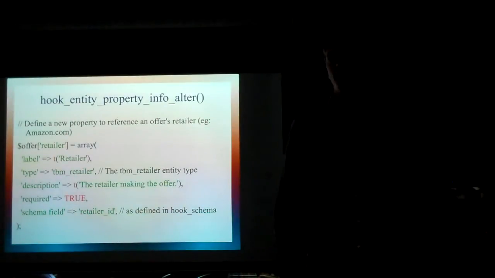So let's talk about that retailer again. Remember, we had that retailer ID that didn't refer to anything. So the standard way to do that is you leave that retailer ID alone, but you then define a new piece of metadata. We're going to call it retailer here. Notice that's different from retailer ID. So we're defining a new one here, and you can do that in hook property info alter. We're defining that new property to reference an offer's retailer. So we say, hey, the label is retailer, the type is TBM retailer, that is an entity type that we've defined elsewhere. And now that plain old integer that we defined in hook schema is actually a reference to another column in another table, to a whole other entity.